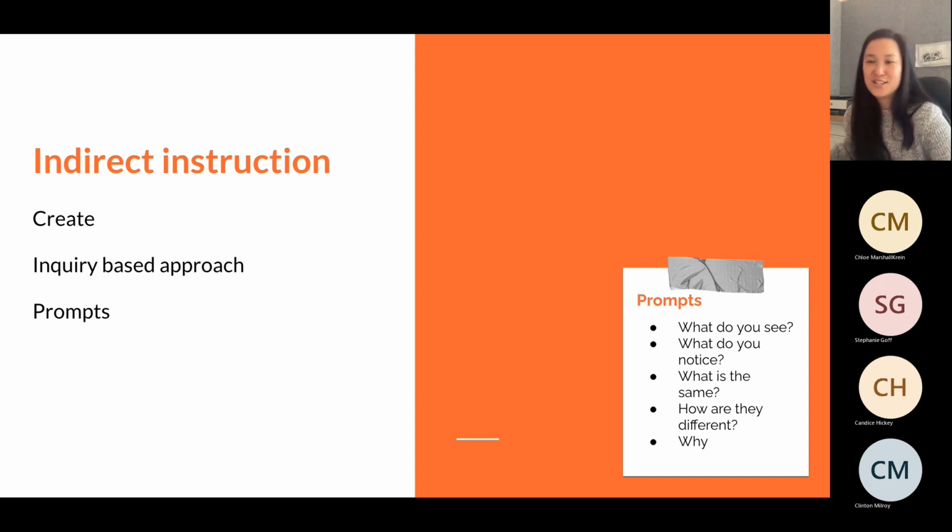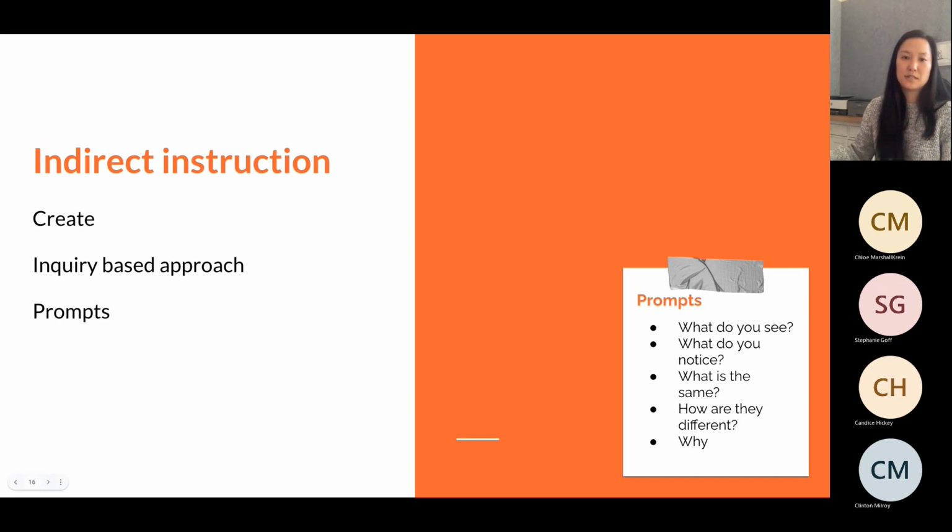So indirect instruction, this is personally what I always find to be the fun part, is really based on the inquiry-based approach. And at the end, you really want students to be able to create their own examples. And like I said before, it's really based on this whole idea of mathematical discourse and prompts.